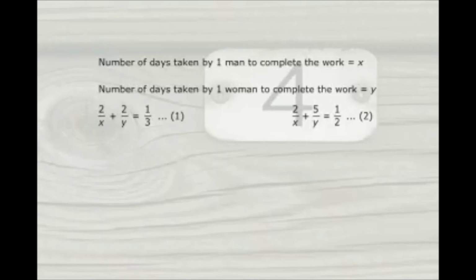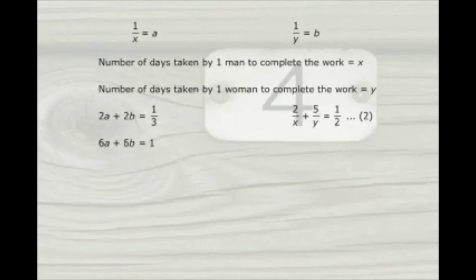Now we need to solve equations 1 and 2. But we notice that these are not linear equations. So what do we do? That's right, we substitute. Let us take 1 by x as a and 1 by y as b. So equation 1 becomes 2a plus 2b equals 1 by 3. Let's cross multiply and we get 6a plus 6b equals 1. Let's call this equation 3.